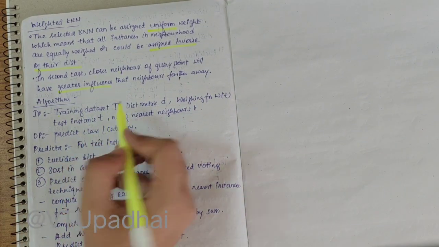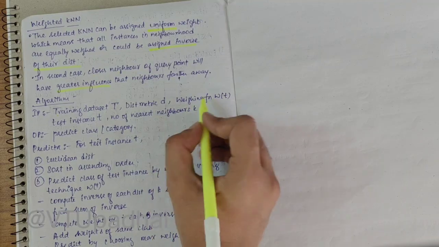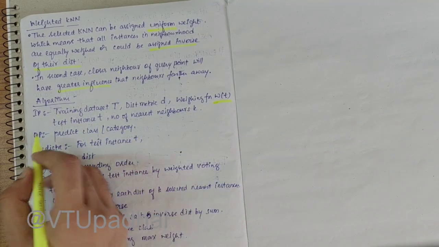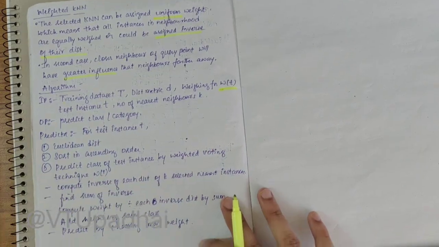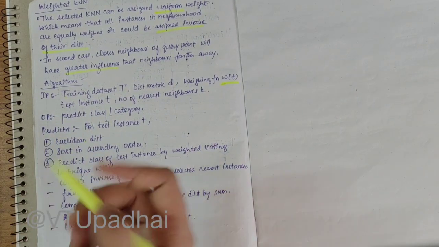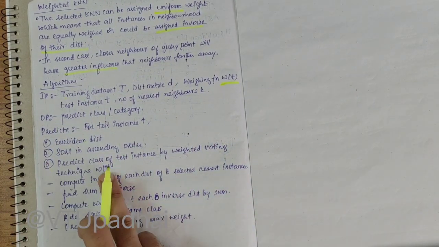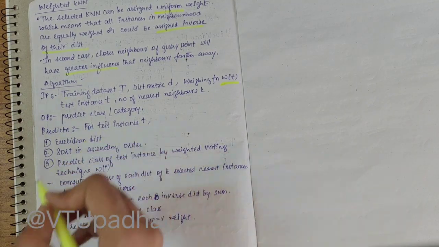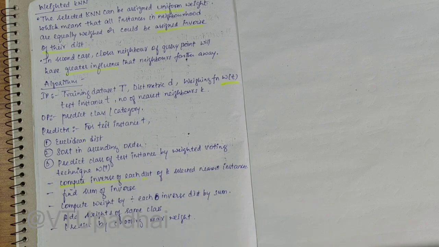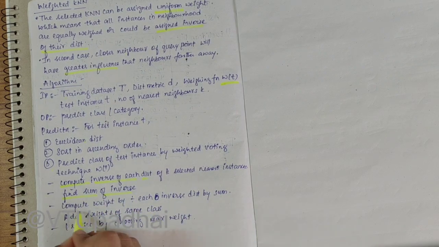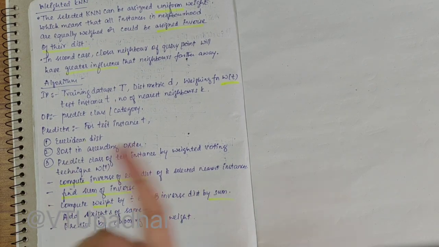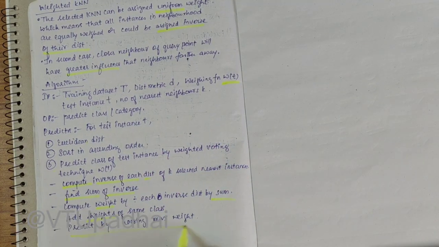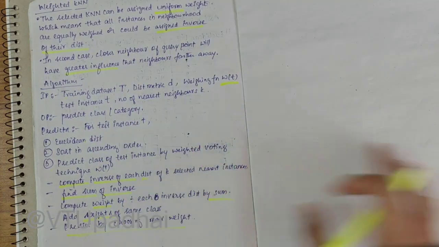Looking at the algorithm, this is similar to the previous one. We take a training data set T, distance metric D, weighing function W of T, this is new, and then the test instance small t, number of nearest neighbors is K. Output is to predict the class or category. Firstly we calculate the Euclidean distance and then sort it in ascending order and then predict the class of the test instance by weighing voting technique W of I. Under this, firstly we compute the inverse of each distance and then find the sum of the inverses and then divide the weight by the sum. After that we get the weight values, right? That we compare and get the final output. So that was about the algorithm part.